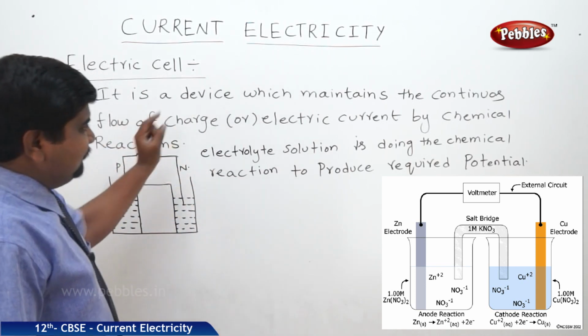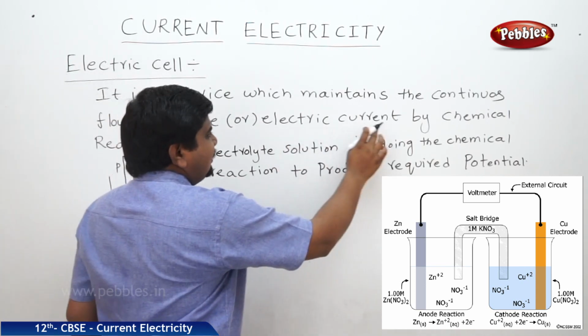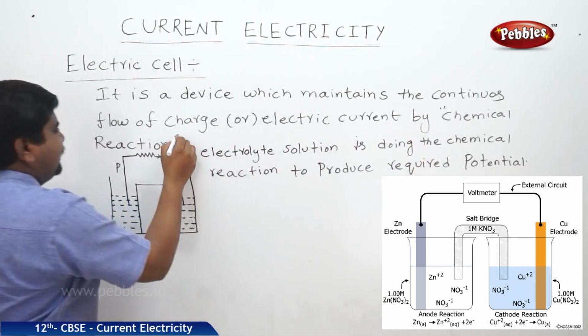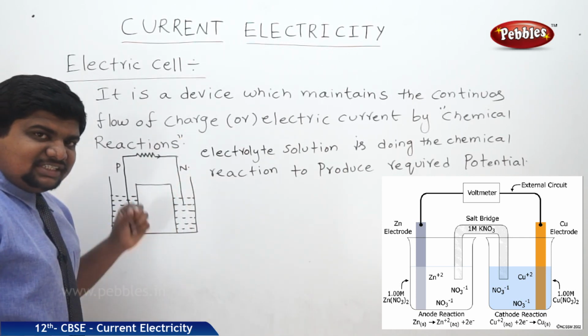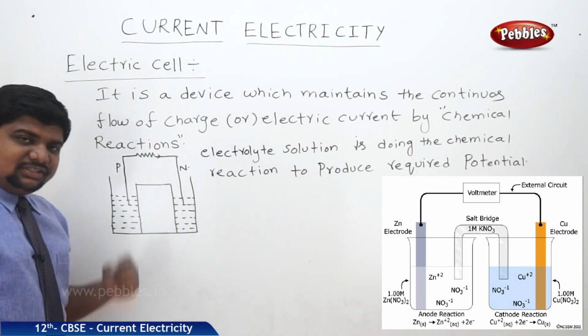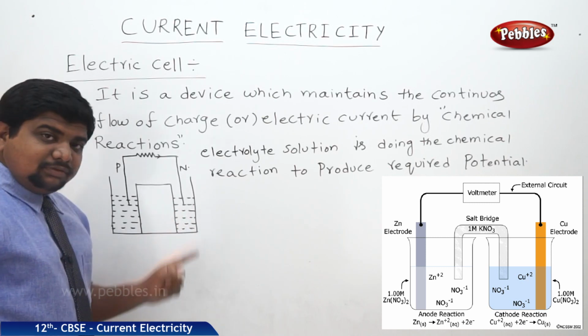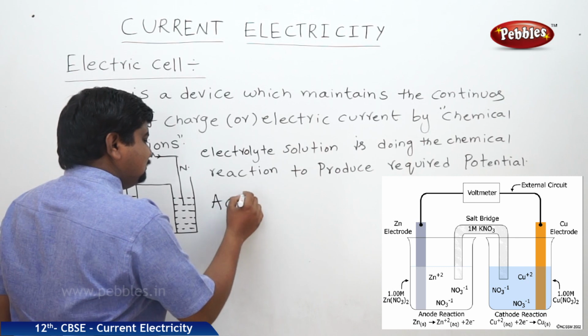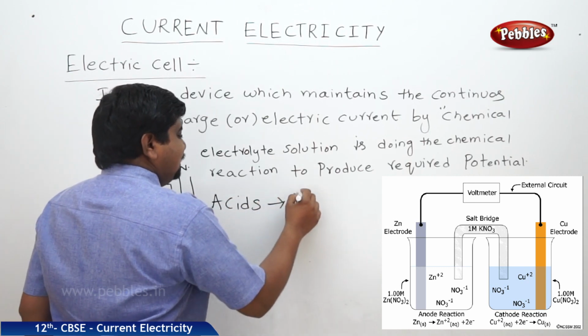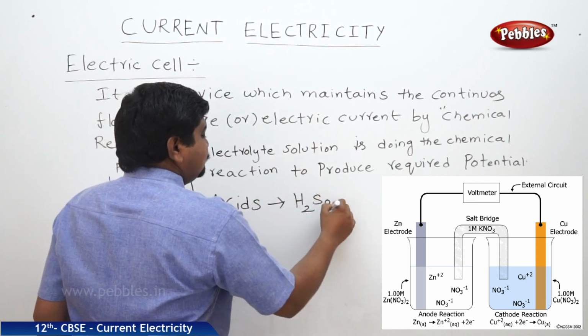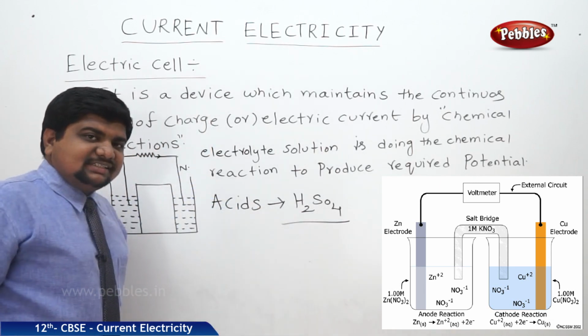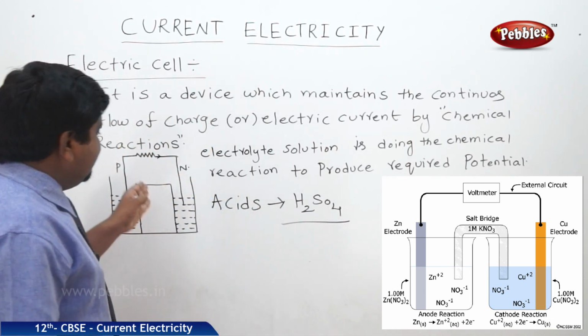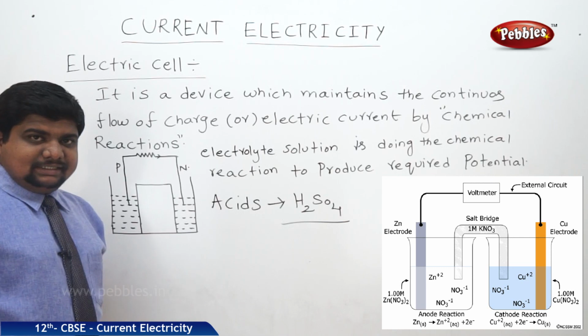That's why in the definition I mentioned electric current by chemical reactions. Which element is doing the chemical reaction? That electrolyte solution. The most widely used electrolyte solutions are acids, mostly H2SO4. Acids act as electrolyte solutions in the electrolytic battery.